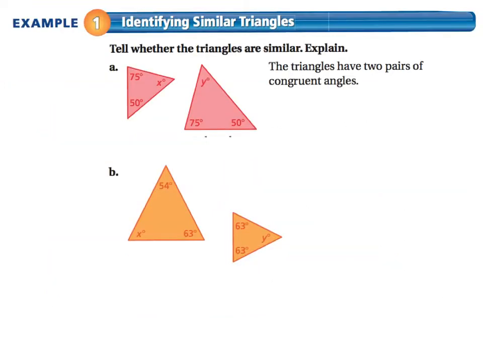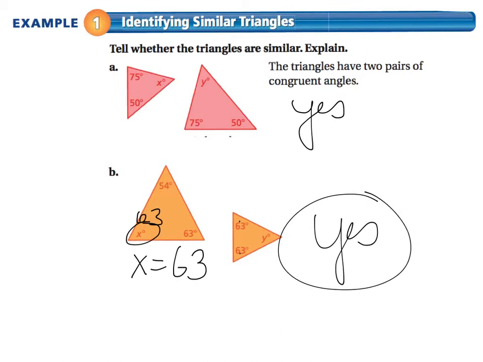Example 1. Tell whether the triangles are similar. In A, it's easy. The triangles have two pairs of congruent angles, therefore, yes, they are similar. In B, it doesn't look like it. You're like, oh, they're not. No, but you have to find the third angle. In the first one, 54 plus 63 gives you 117, subtract it from 180, x is 63. Therefore, these are both 63. Yes, it is similar because two of the angles are congruent.